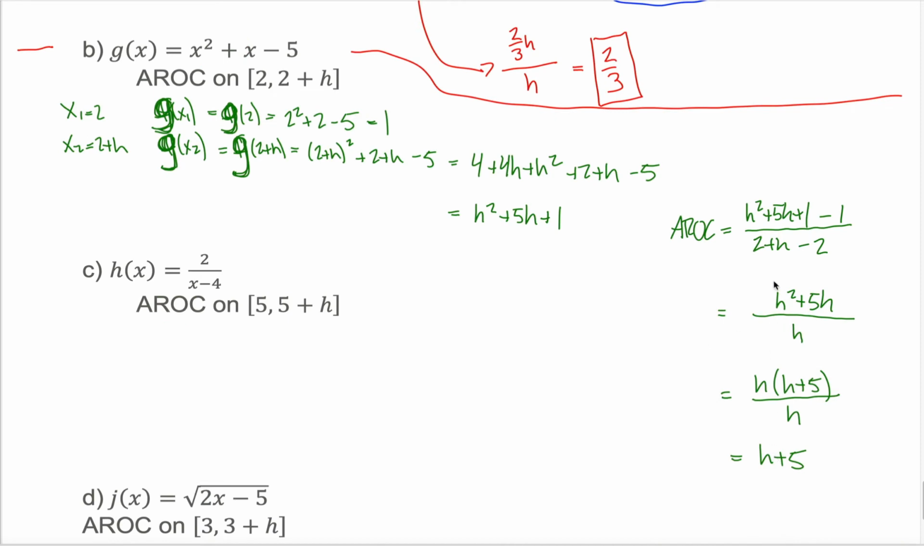But the method that we did here was really similar to the method that we did above. Expand your polynomials, combine like terms, cancel, factor, and cancel, and you get your answer. h plus 5 in this case.